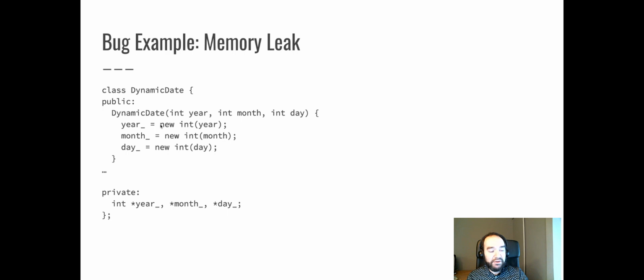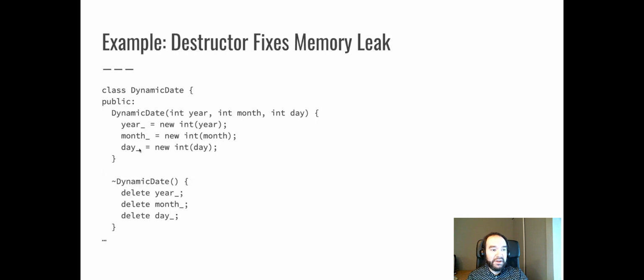So there's a bug here, there's a memory leak. When a DynamicDate is destroyed, there's nothing responsible for deleting year underscore, month underscore, or day underscore. That can be remedied by writing my own explicit destructor that simply does that. So tilde DynamicDate deletes year underscore, deletes month underscore, and deletes day underscore. It's not difficult. It's really an attention to detail thing. We just have to remember that if the constructor allocates with new, the destructor has to free all of those things with delete.